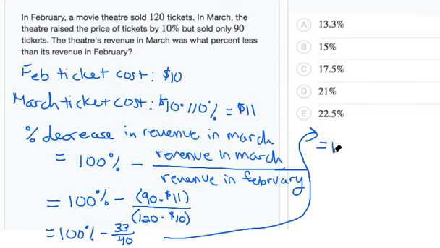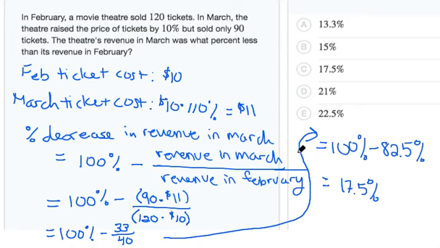We end up with 100% minus 82.5%. These are nice values that we can actually subtract, and we'll end up with 17.5%. And remember, this equation represents the decrease in revenue in March.